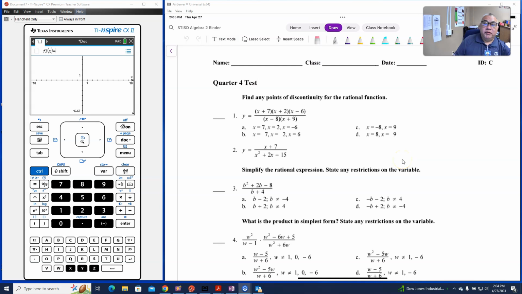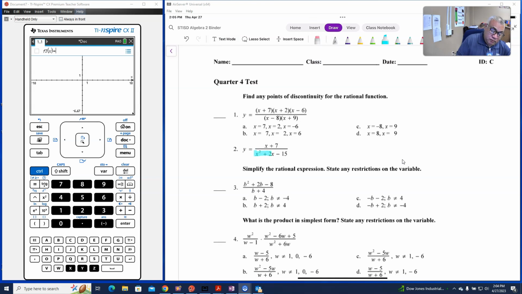We're going to go ahead and do the review for quarter 4 exam. And we're going to do number 2. We're going to go ahead and do the evens. Find any points of discontinuity. And so if you want to find that, you're going to have to factor the denominator.